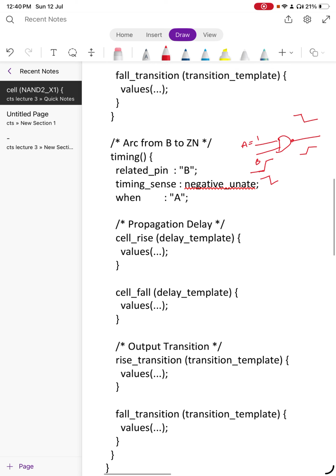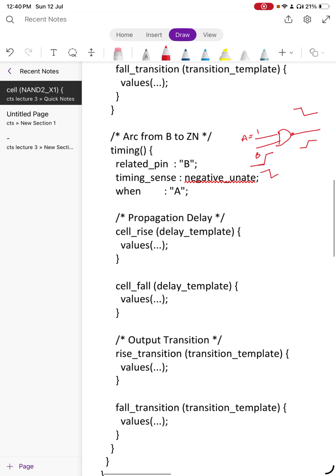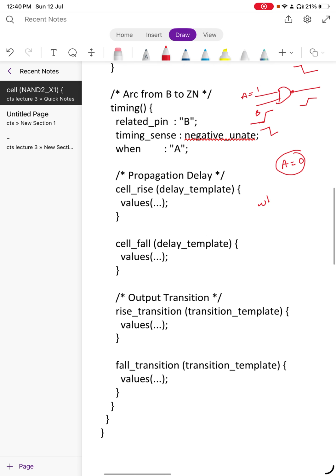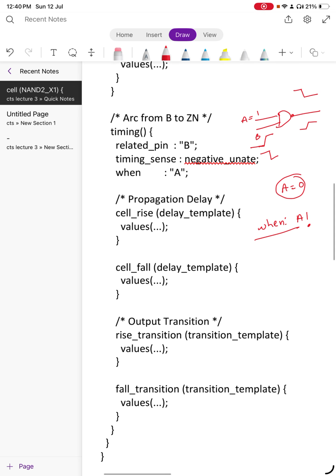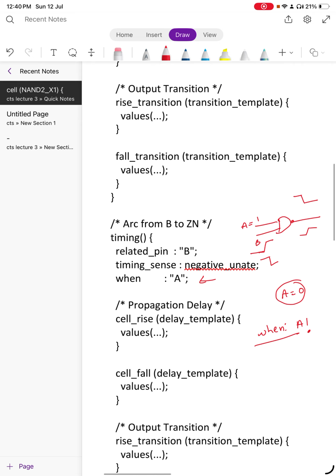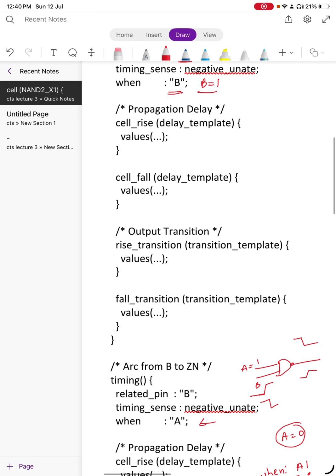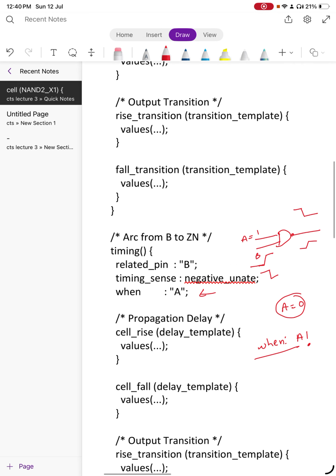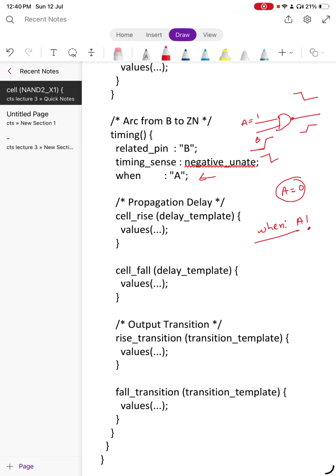So is there any case over here with A0? A0 means there should be a condition like when A not like this. So there is no condition over here when A is 0. This is quite expected because when A is 0, we will not see any edge in the output. It is a constant value. So there is no logic of finding the transition or delays. It cannot be calculated.